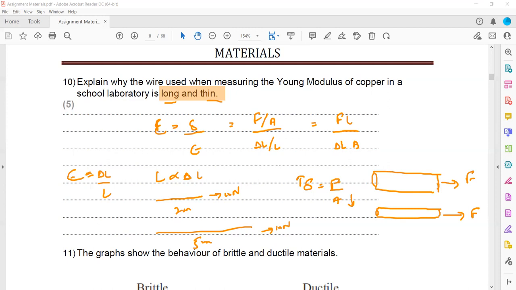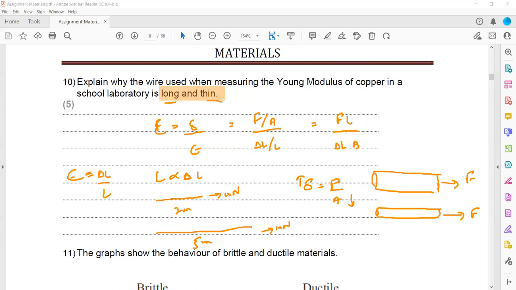And the second thing, why the original length, like why the wire should be longer. A longer wire will show a greater change in length as compared to a shorter wire. Is it clear? Question 10.